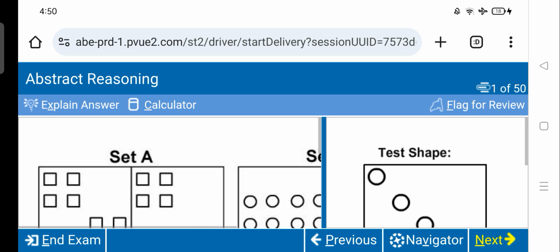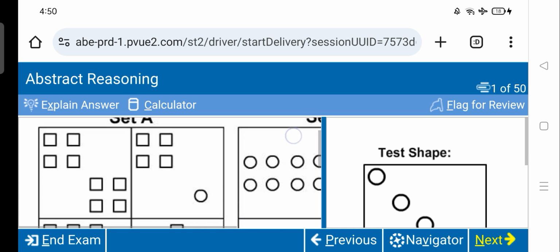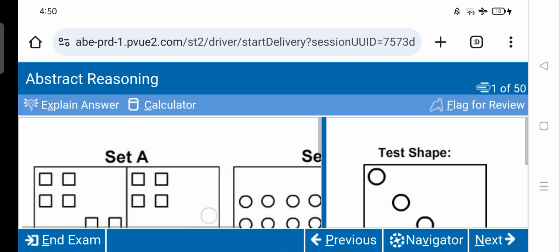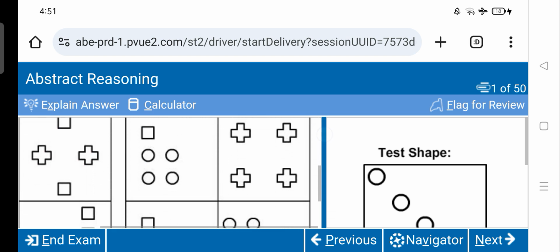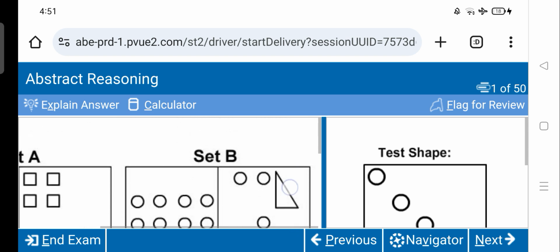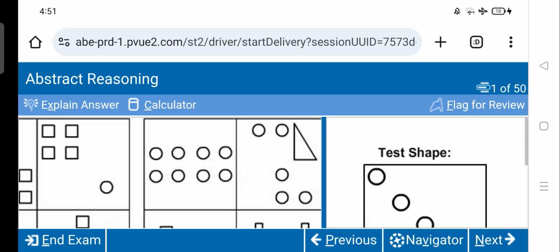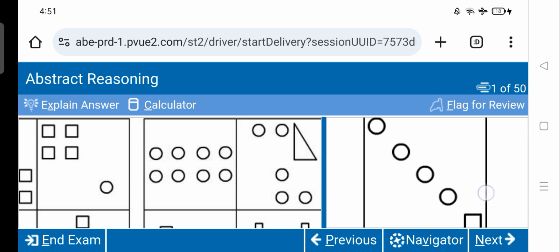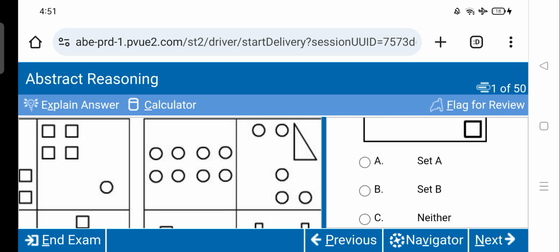So here we have 2 sets of shapes, set A and set B. First we have set A, which has these shapes, as you can see here. Then we have set B. Now you can see all the shapes for set A and set B. Now the test shape is given like this. So here we have options: set A, set B, and option C is neither.